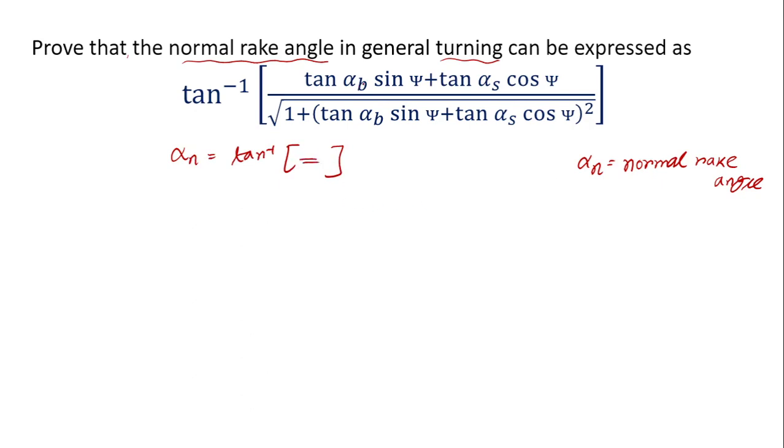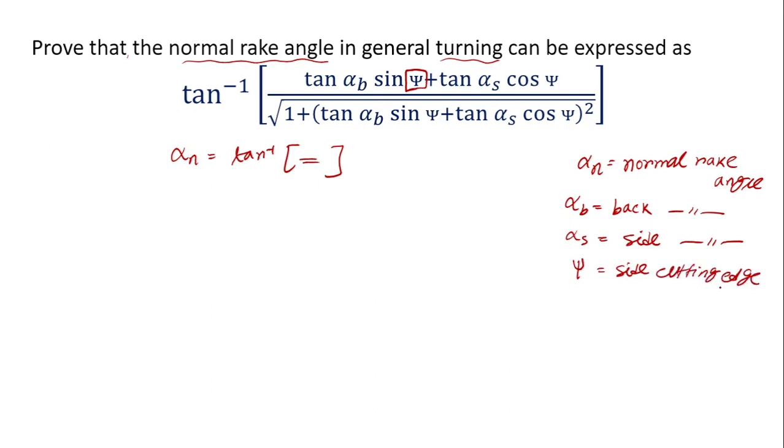So here, whatever terms are present, first let me write those terms. Here alpha b is nothing but the back rake angle. I hope you know all those things. And this alpha s is called the side rake angle. And here this psi actually represents the side cutting edge angle. This is clearly written in the book.